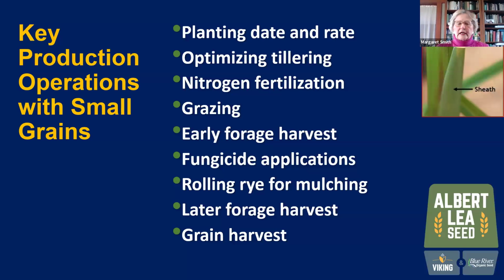We've got grazing that often happens with small grains. For some of these, we're doing an early forage harvest, others later forage harvest. Timing for fungicide applications, when should we be doing that? Rolling rye for mulching, this is based on plant stage. What about later forage harvest? And then, of course, grain harvest, when we've reached the hard dough stage.